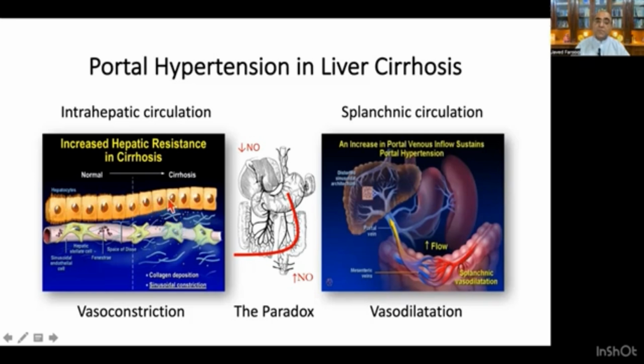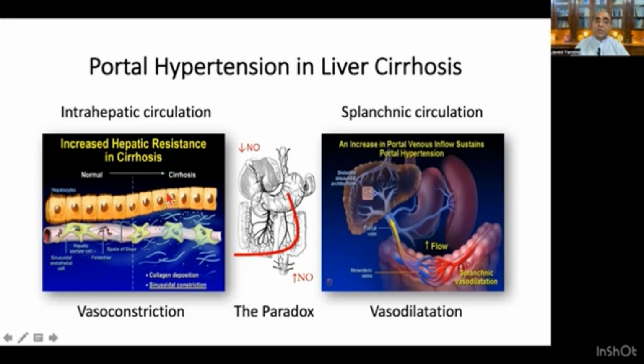And this resistance is because of two components. One is because of the collagen deposition and fibrous tissue deposition, which is the fixed one, the irreversible one. And the second component of this hepatic resistance to the portal flow is the sinusoidal vasoconstriction. And to lower the portal pressure, we need to decrease the portal flow by decreasing the amount of blood coming into the portal vein, as well as decrease the resistance offered to this portal flow at the hepatic level.